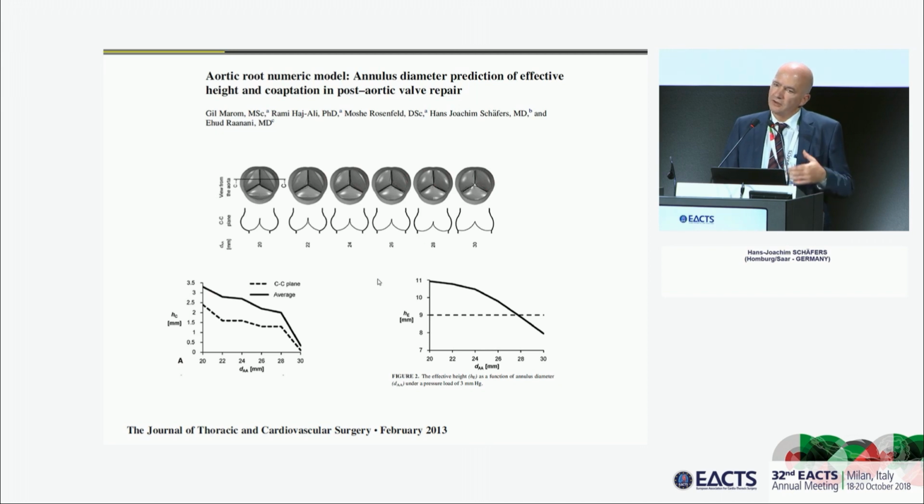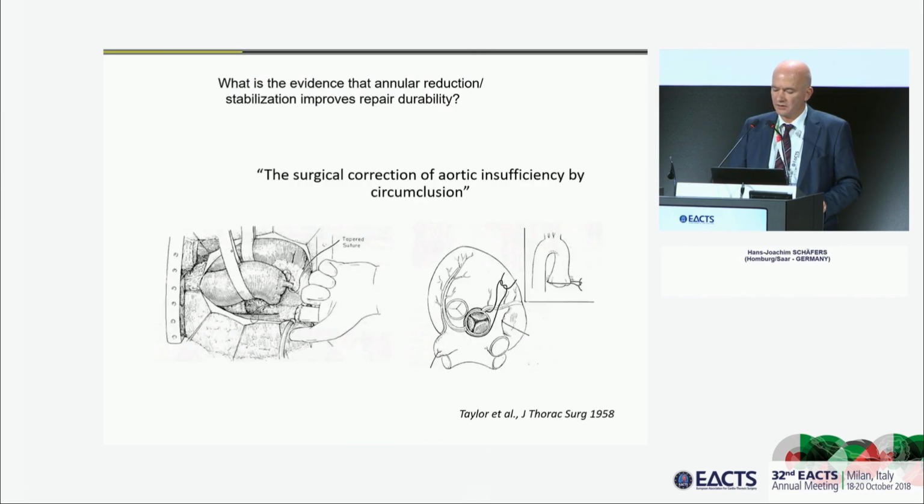To put it into the terms of coaptation height and effective height, the terms that you've heard repeatedly in the last 2 hours, the larger the annulus, the lower effective and coaptation height. So annular size does have an effect on valve configuration. On the other hand, the papers showing the clinical evidence that this is so clear are not really that clear. Let's come into the second part of this presentation.